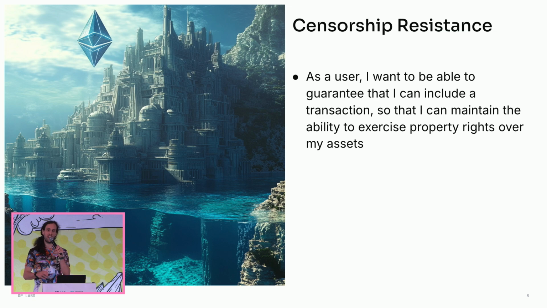Now I'm going to walk through some value props and some user stories. And from there, we can talk about the design decisions for the OP stack or blockchains in general to really hone in on how these problems are being solved. So, censorship resistance. As a user, I want to be able to guarantee that I can include a transaction so that I can maintain the ability to exercise property rights over my assets.